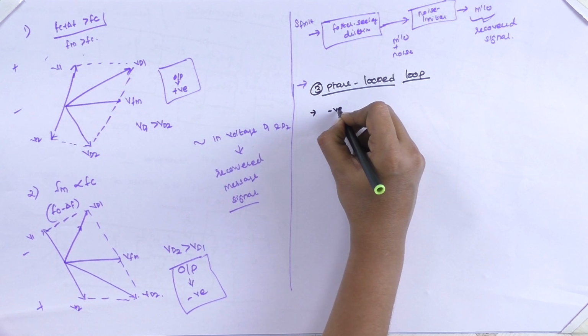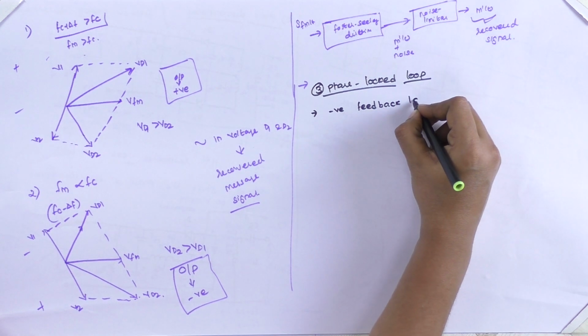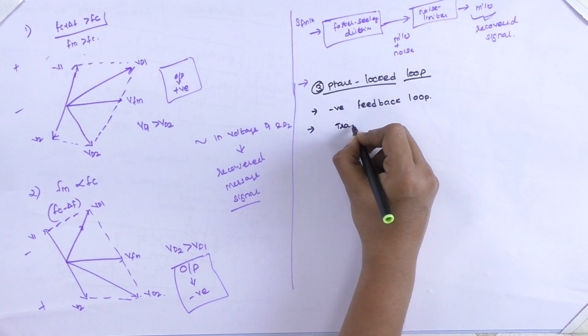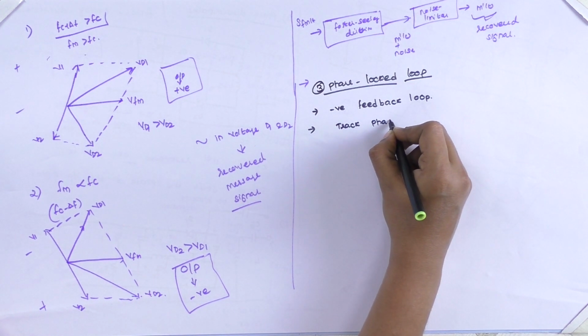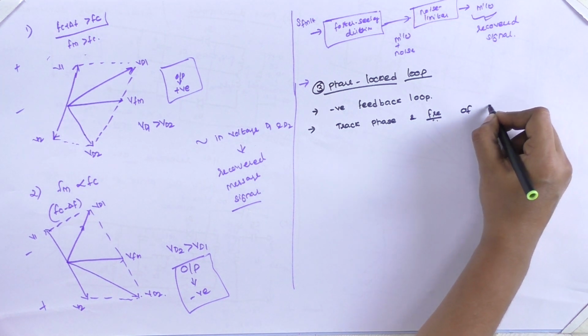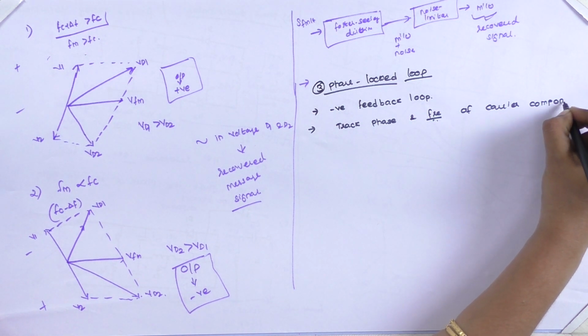In today's lecture, we are going to see the PLL, phase locked loop, and how we can detect or recover our original message signal from it. The PLL, phase locked system, is a type of negative feedback loop. Actually, it is used to track the phase as well as the frequency of the carrier component. PLL is used in clock recovery.